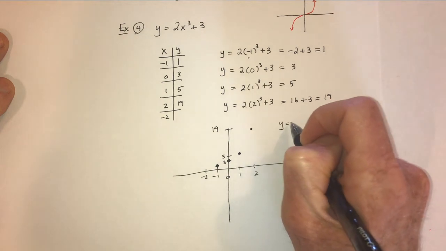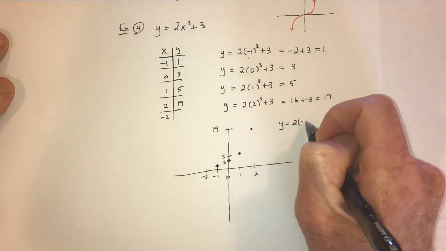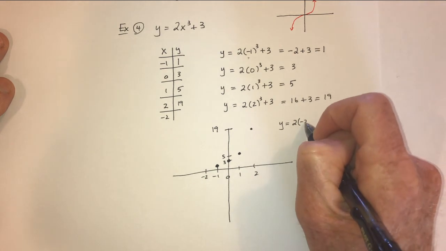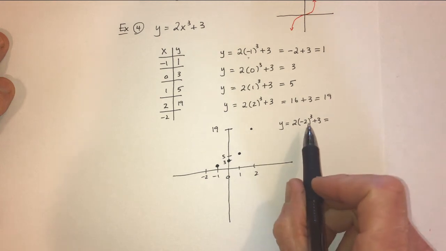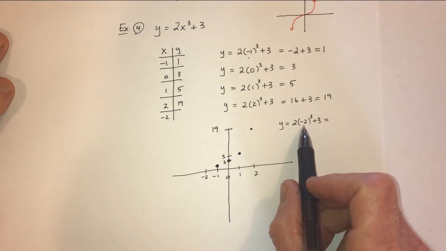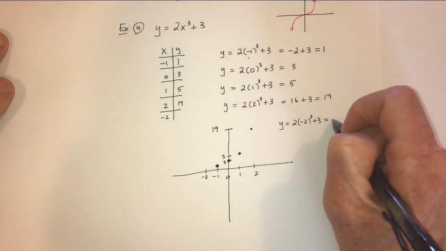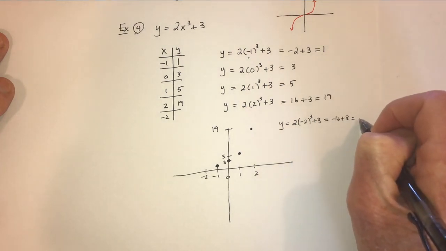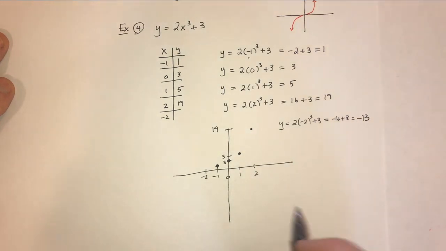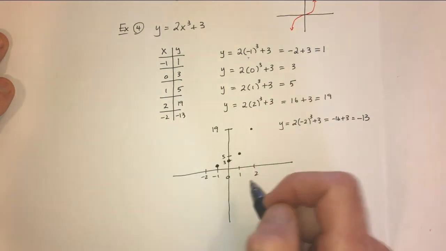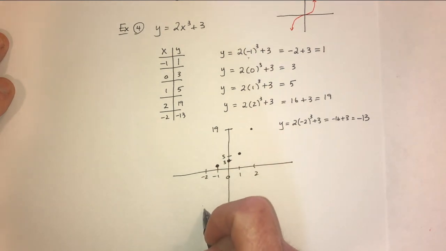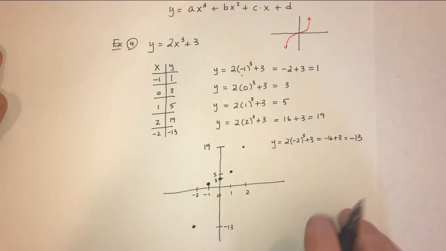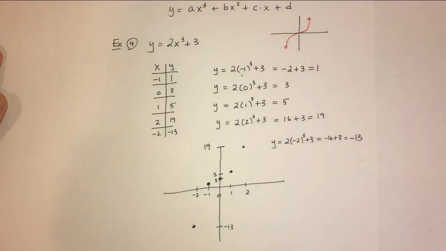So what if we substitute a negative 2? So that'll be 2, and then negative 2 is cubed plus 3. So this equals negative 8. And then times 2 is negative 16 plus 3 is negative 13. So negative 2 and then negative 13 is down here. And then just try to make it look like that.